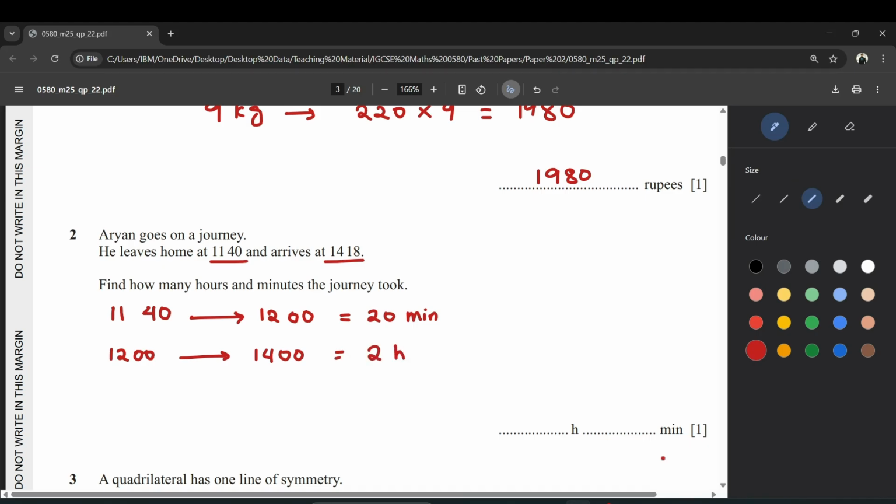How many more minutes do I need to add in order to get the arrival time? From 14 o'clock, I need to go until 14:18. So that is 18 minutes. All right, so now you add them up. That will be 2 hours, and 20 plus 18 will give us 38 minutes. So the duration will be 2 hours 38 minutes.